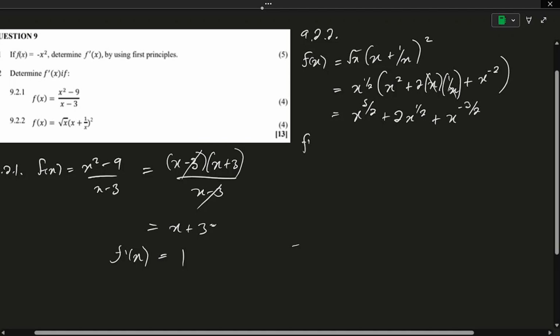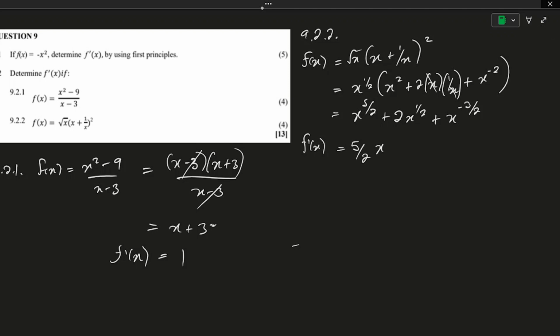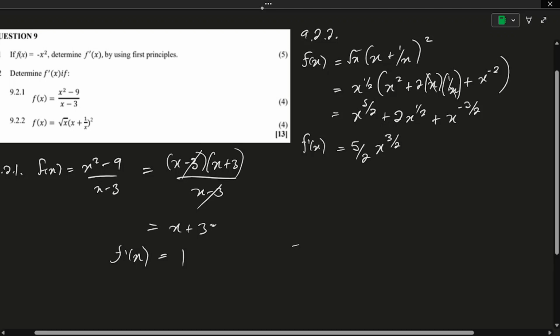Right, so to find the derivative of this, we're just going to perform the power rule. So that's 5 over 2 x to the power of 5 over 2 minus 1. 5 over 2 minus 1 is 3 over 2. Plus 1 over 2 times 2, that's 1. So if you just have x to the power of 1 over 2 minus 1, that's minus 1 over 2. Minus, because the negative 3 over 2 will come and multiply this side. So minus 3 over 2 x to the power of negative 3 over 2 minus 1, that is negative 5 over 2.